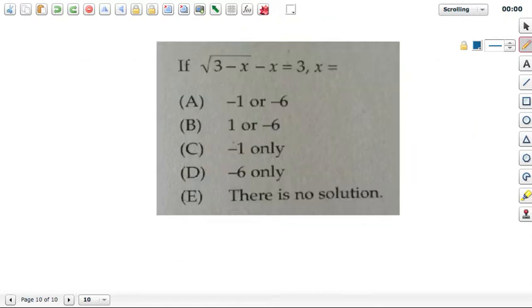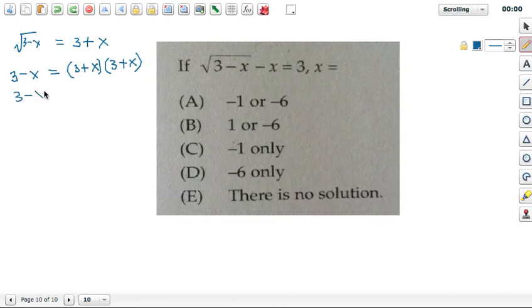This is the last question. Pause your video and get the final answer. If x is root 3 minus x is equal to 3, then let's solve for x. Again, this is a review of algebra. So root 3 minus x is equal to 3 plus x. Square both sides. You have 3 minus x is equal to 3 plus x times 3 plus x, which is 3 minus x is equal to 9 plus 6x plus x squared.